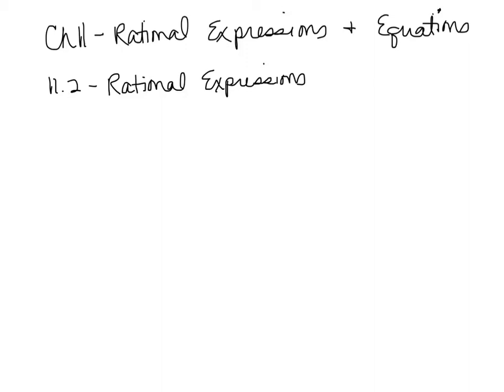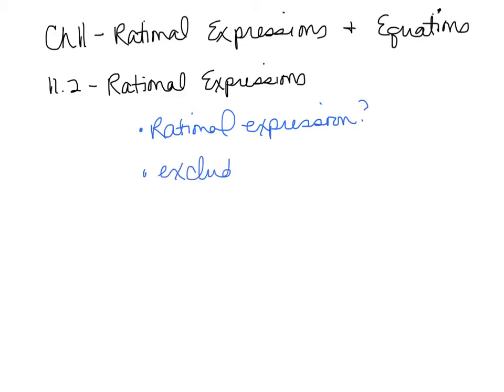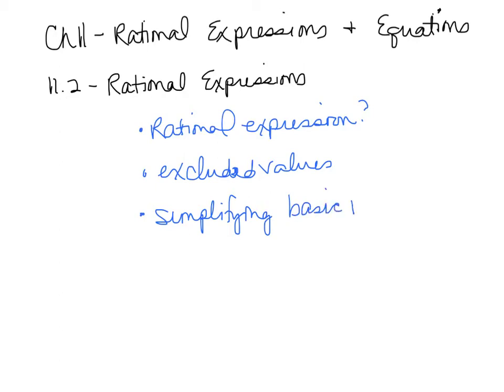And there's three things we need to talk about in 11.2. First of all, what is a rational expression? It'd be good to know if we're doing a chapter on rational expressions. We're going to talk about excluded values, and we're also going to talk about simplifying basic rational expressions. So those three topics here.